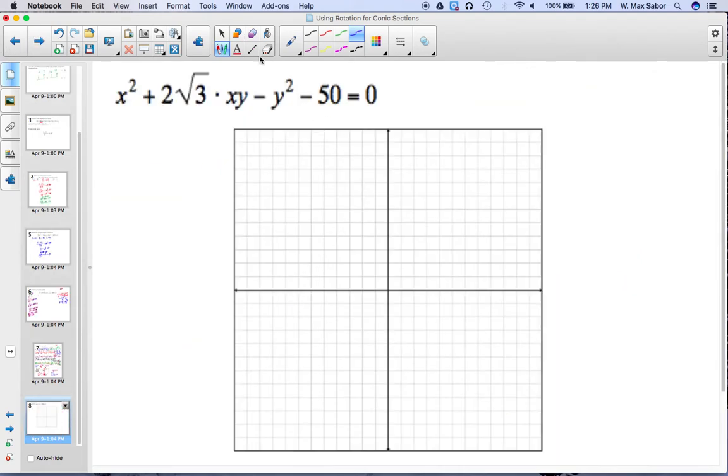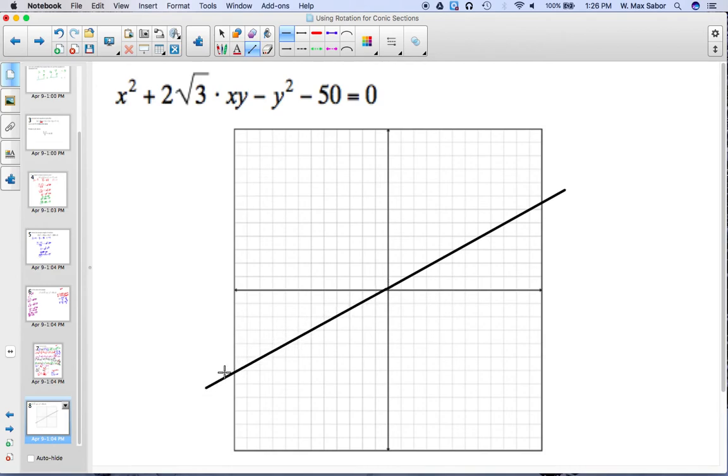So first, we want to describe what our 30-degree rotated axis is. So a 30-degree rotated axis looks like that approximately. We should get about there. There's 30 degrees approximately.